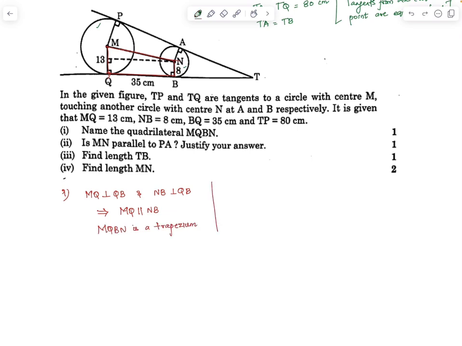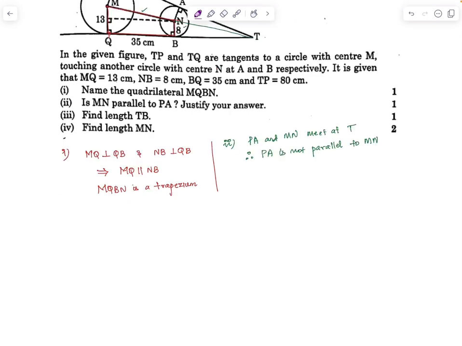Question 2. Is MN parallel to PA? Justify your answer. From the diagram, we can understand that if we extend MN, this MN and PA, they meet at the point T. So, AP and MN are not parallel.